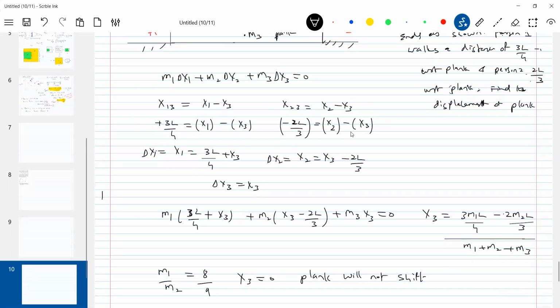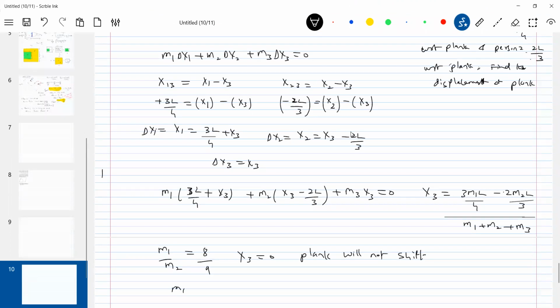If M1 by M2 is greater than 8 by 9, what about X3? X3 will be non-zero. The Planck will shift towards right, towards left. Now, X3, the interpretation of sign is very important. X3, if I get positive, what should I assume?